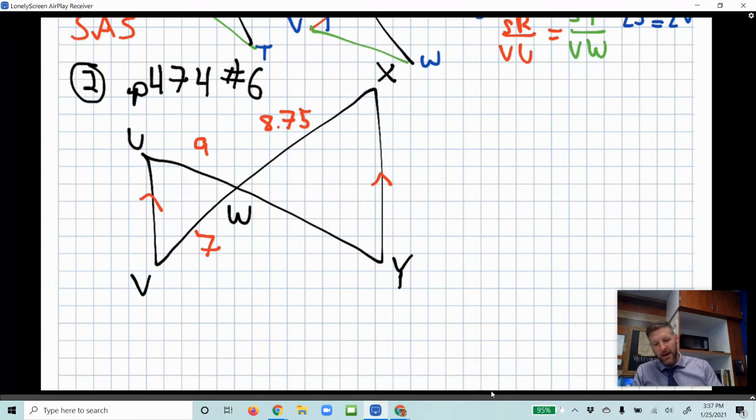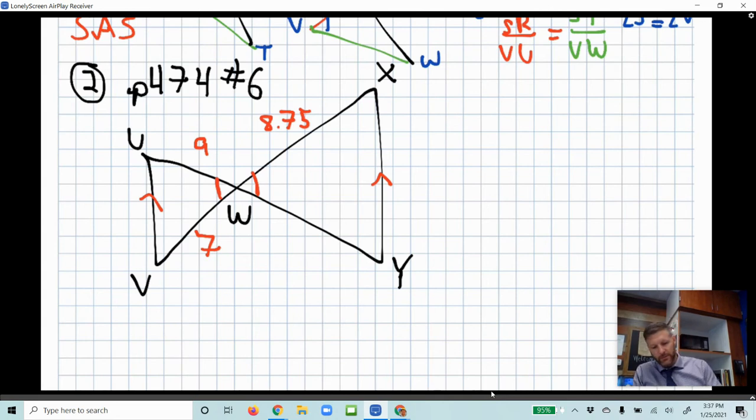So first of all, I have vertical angles. And so I can see that this angle and this angle must be congruent. So these two triangles share a congruent angle. Now it doesn't look like I'm going to prove this with side, side, side, because I don't know hardly any of the sides. I only know 3. I need to know 3 more.